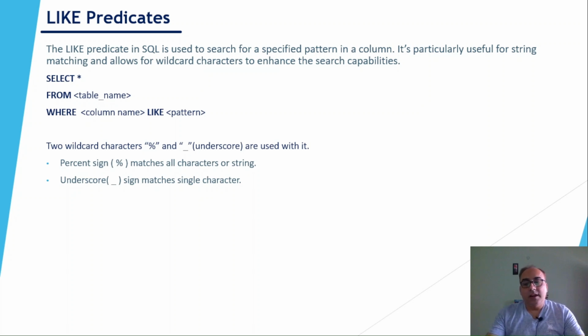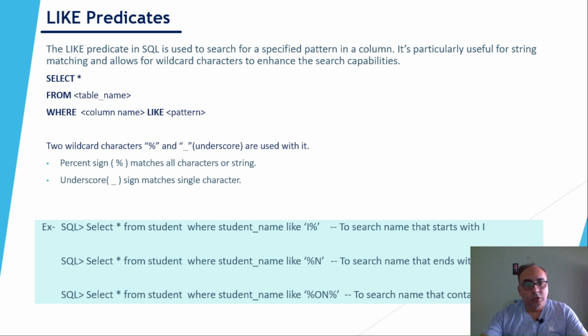Now let's look at some examples. The first one is SELECT * FROM student WHERE student_name LIKE 'I%'. This will pull records from the student table where the student name starts with the character I, and after that anything can come because percentage is there. Next one is SELECT * FROM student WHERE student_name LIKE '%n'. Here percentage is first and n is at the last, so it will pull records from the student table where the student name ends with the character n.